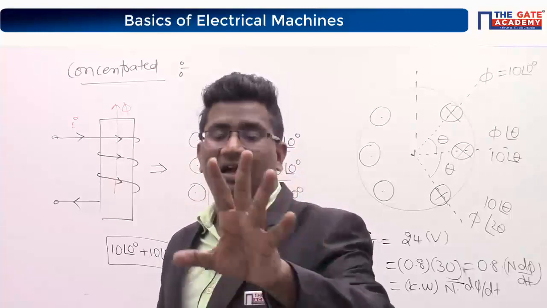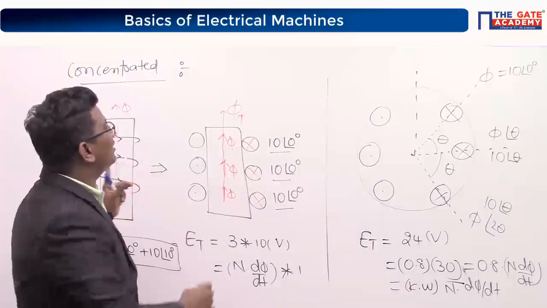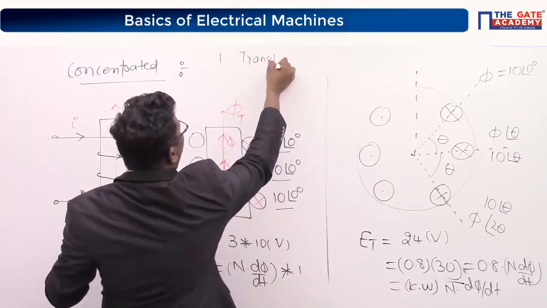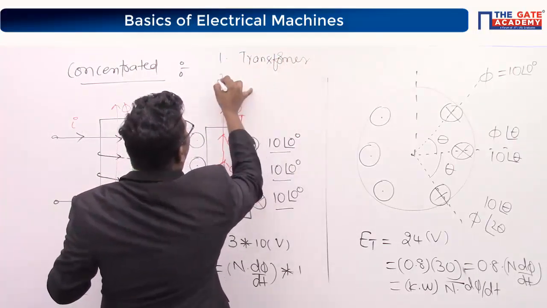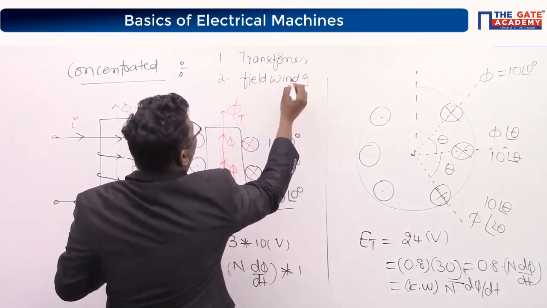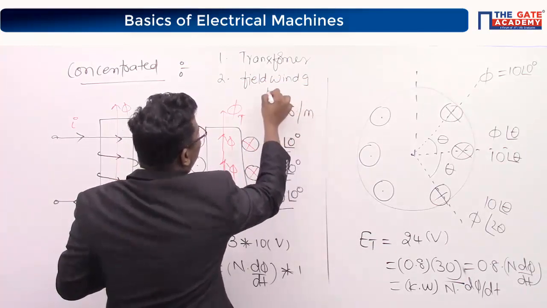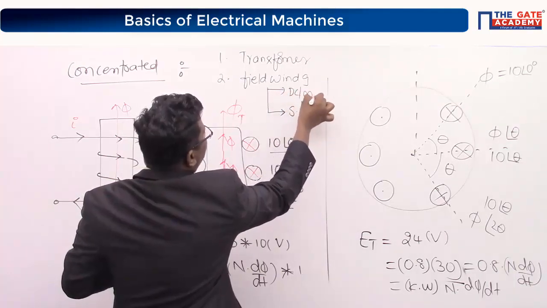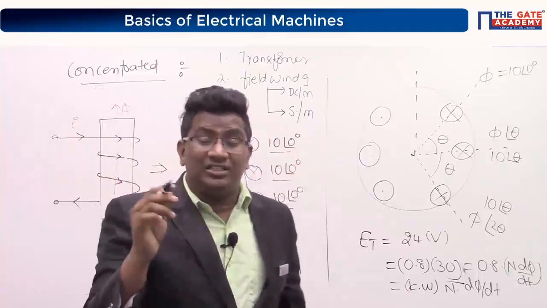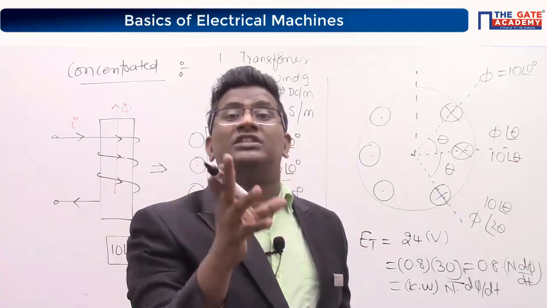I hope you heard, right? Therefore, this concentrated winding is there for, first one, transformer. Second one, field winding for the synchronous machine. Next one, DC machine. Okay? Field winding of DC machine, field winding of synchronous machine: concentrated. This is a very famous question in interviews.